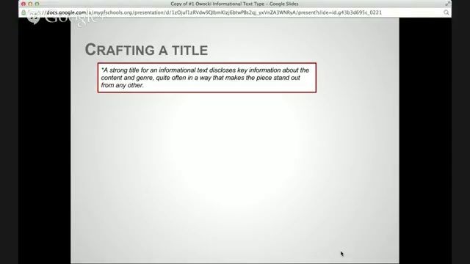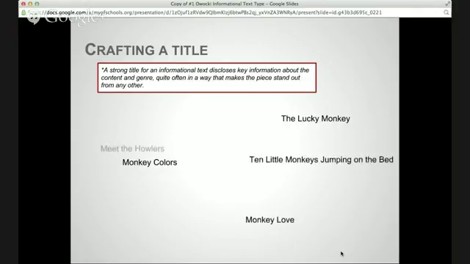Crafting a title is the next one. And we know that titles disclose some key information about the content and about the genre of a piece. And they give you a hint of what's going to stand out in that piece. All of these are titles about monkeys. And I've already sorted them according to genre.